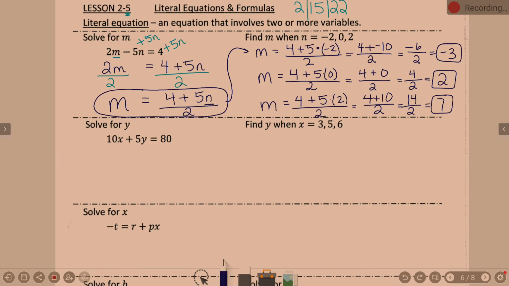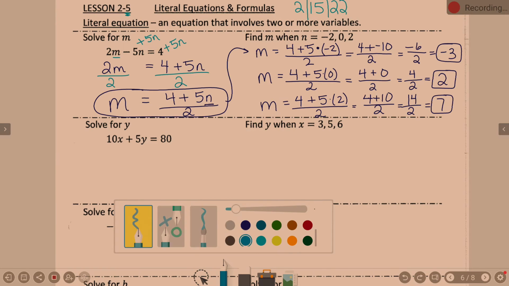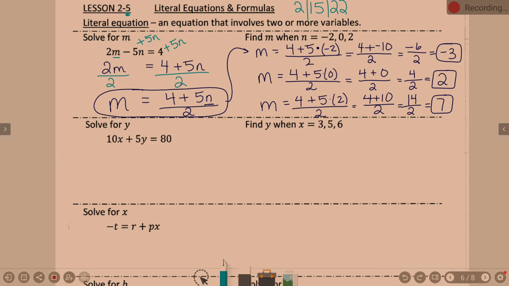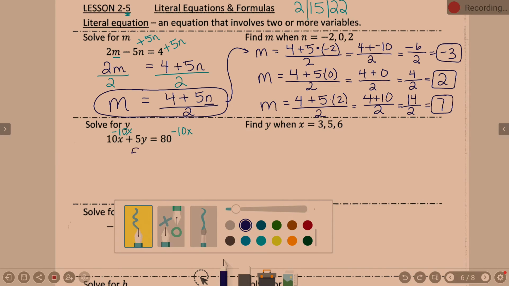So if we're trying to solve for y, what am I trying to get by itself? Okay, I want to get the 5y by itself, right? So what do I need to move away from the 5y? The 10x. How do I move a 10x away? It's a positive 10x, so we're going to subtract 10x. What I do on one side, we're going to do on the other side. 10x minus 10x cancels, which is what I want. I want it to disappear. So then I have 5y.